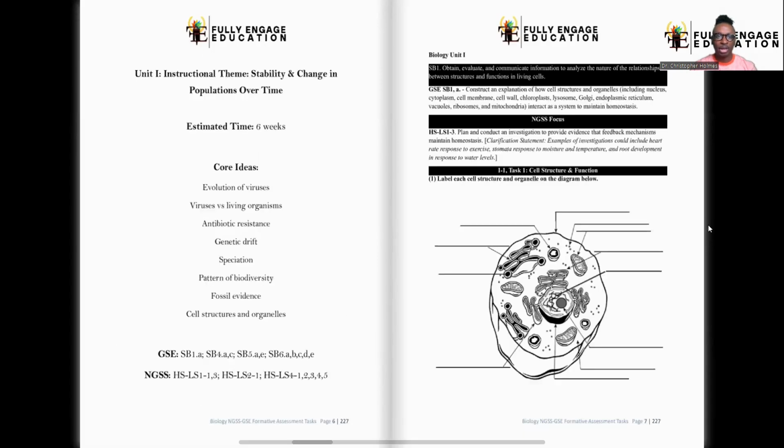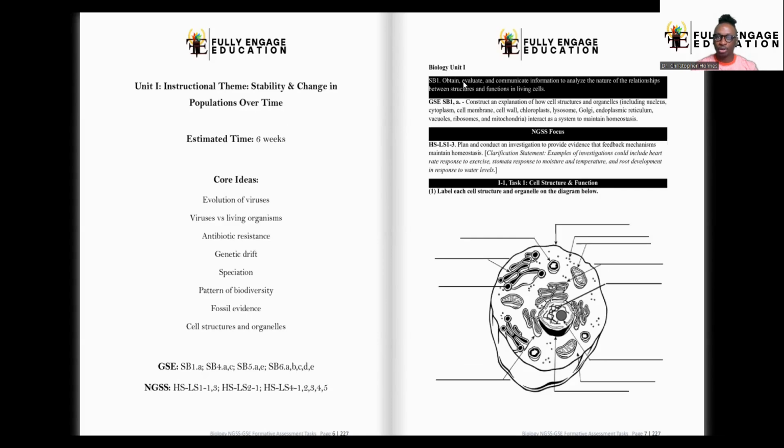So then we go into it. Here's Unit 1. You'll see all the core ideas that are covered in Unit 1. These are the state standards here in Georgia that are covered, and these are the NGSS aligned standards right below it. You're also going to see the standards for each task listed on the page that's being covered. So here's Unit 1. This is Task 1. You see the standard SB1. You see SB1A is the specific element. You see the NGSS focus, and then you start the task.